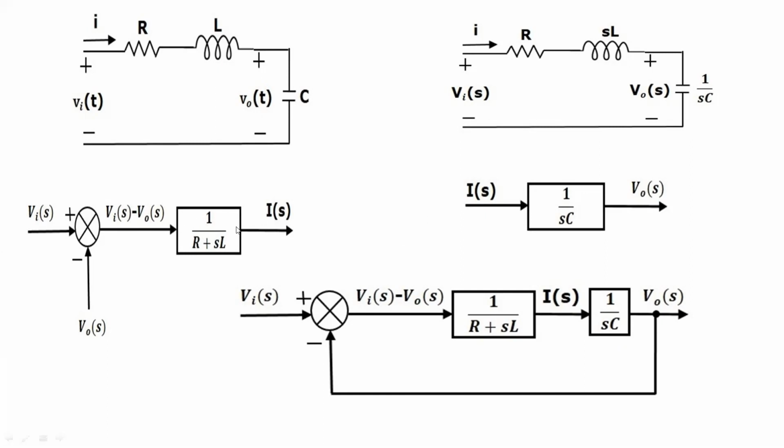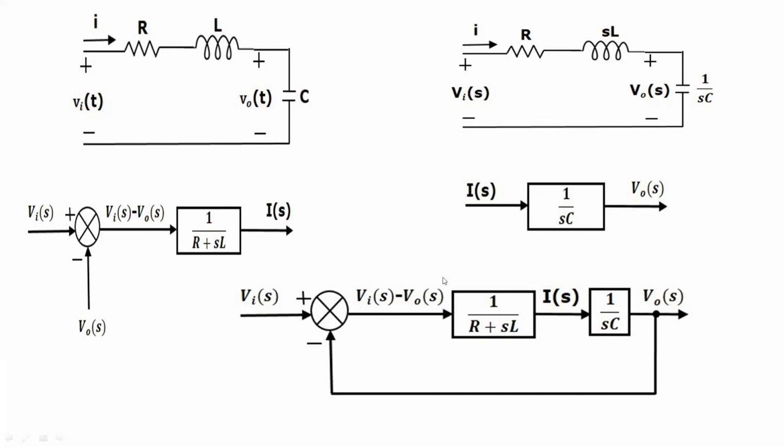This is the transfer function. The input and output of this block are Vi(s) minus Vo(s). Vo(s) is coming from this side, and Vi(s) has a negative feedback. So Vi(s) minus Vo(s) is the input and I(s) is the output. Now the next equation can be represented with a block diagram having a transfer function of 1 by sC, whereas I(s) is the input and Vo(s) is the output.